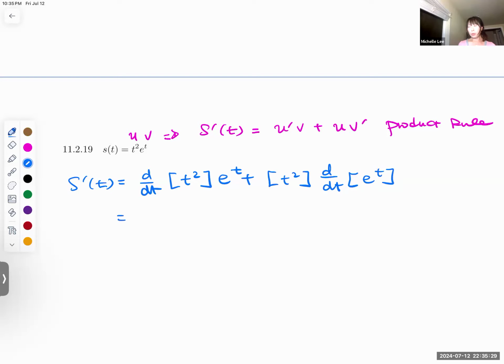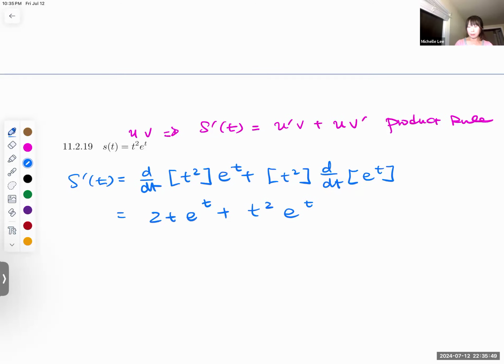Okay, we want the derivative with respect to t squared, which is 2t. We have e to the t plus t squared times the derivative with respect to t, which is e to the t. We can just leave it. All right, next one.